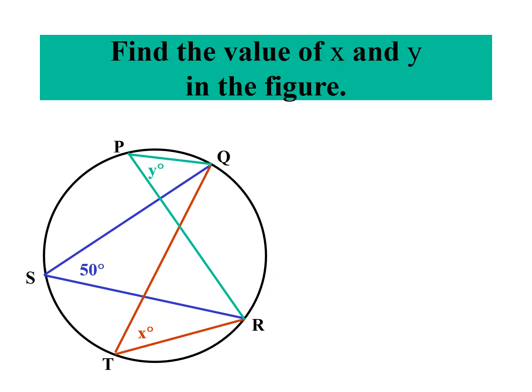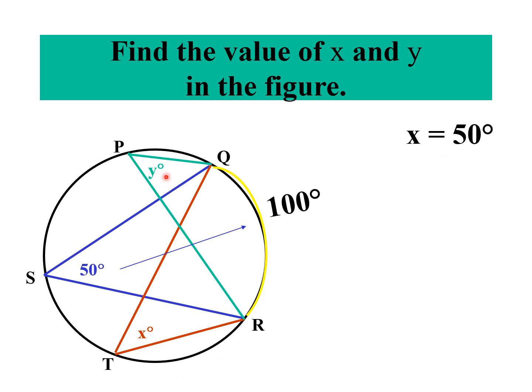Now, let us find the value of x and y in the figure. So in here, we have this intercepted arc which measures 100 degrees. So this is the inscribed angle times 2. It is equal to 100 degrees. And then we are going to solve for your x. So x equals 50 degrees. Why 50 degrees? Because this is the intercepted arc and this is your inscribed angle, which is your x. So 100 divided by 2 is equal to 50 degrees.